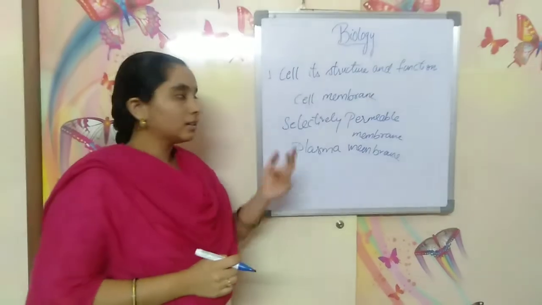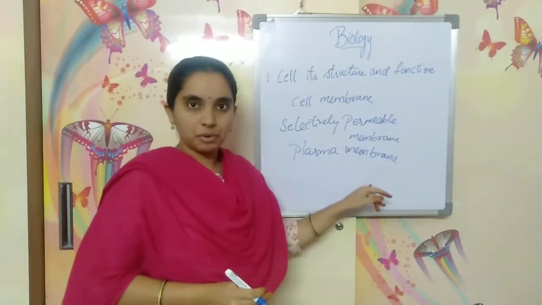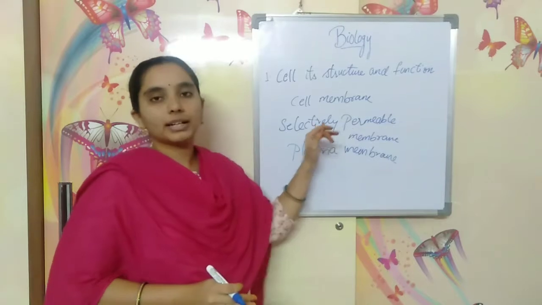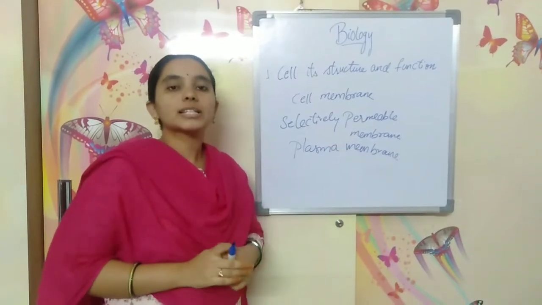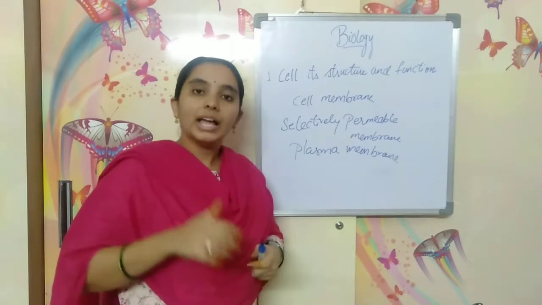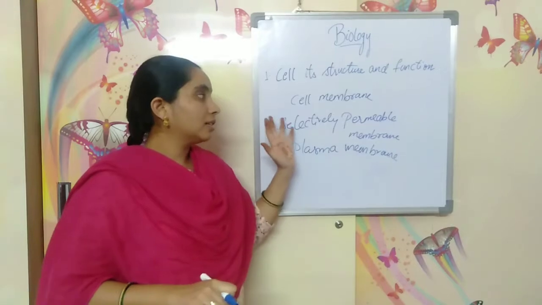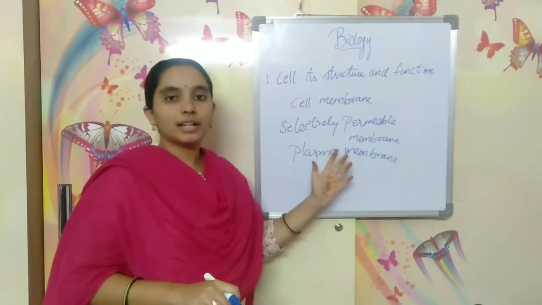So there are two names for the cell membrane: the cell membrane and the plasma membrane. It acts as a selectively permeable membrane, which cannot allow everything to come inside, or everything to go out of the cell. So this is the function of the cell membrane.